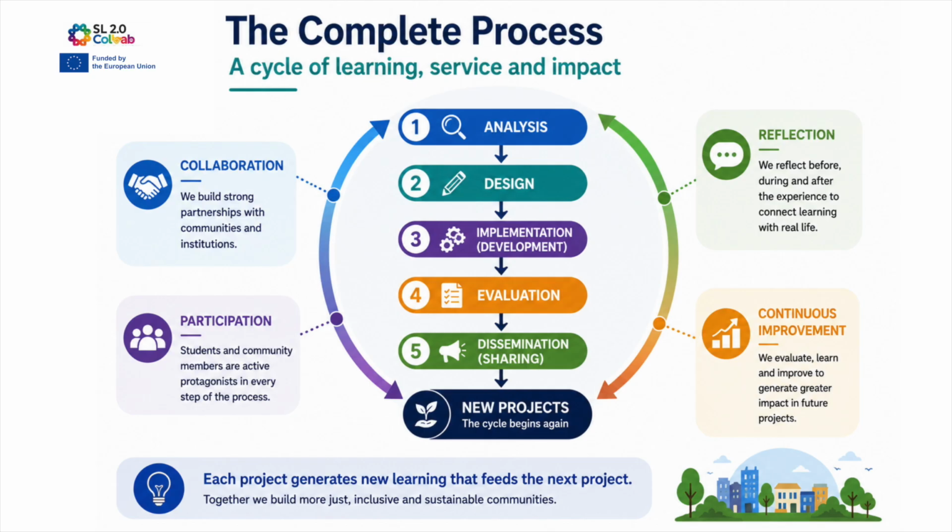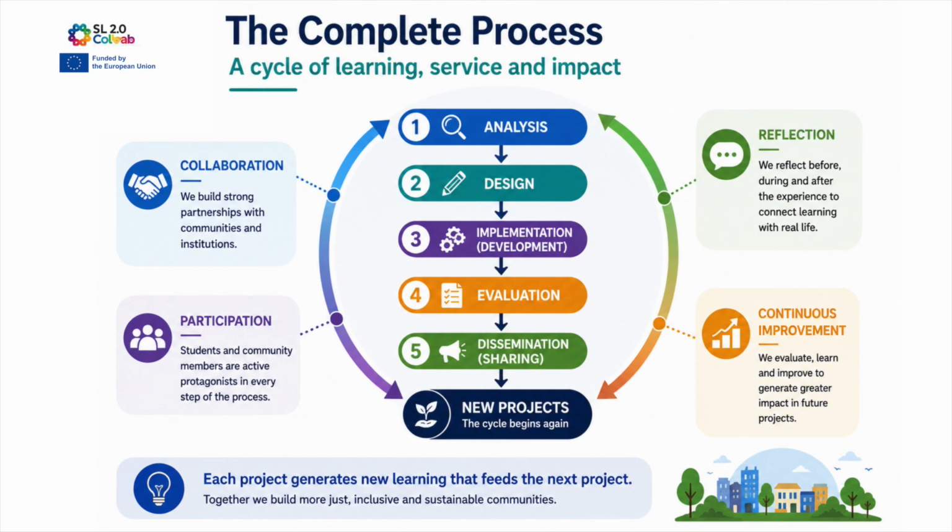Throughout the cycle, 4 key elements remain present at every stage. The first is collaboration. Service learning is possible when universities and community partners work together, sharing responsibilities, knowledge, and common goals. The second is participation. Students move beyond being passive recipients of knowledge and become active participants in their own learning and contributors to positive social change.